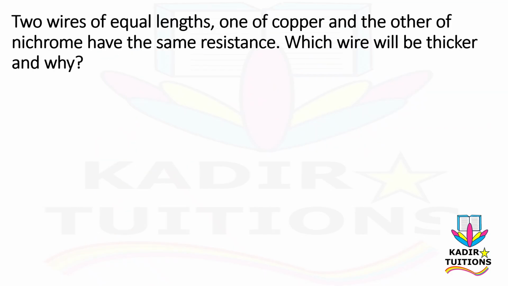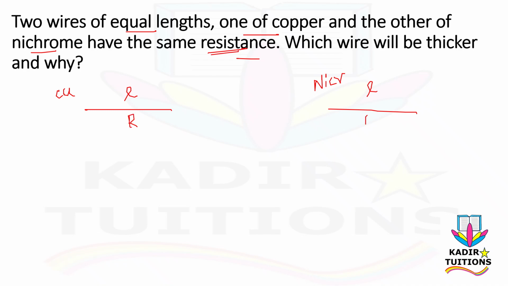Our next question is: two wires of equal lengths, one of copper and the other of nichrome, have the same resistance. Which wire will be thicker and why? Okay, so we are taking two wires, one is copper, another one is nichrome. Both copper wire and nichrome wire have the same length. They are equal in length. So I'm keeping L, and for nichrome also I'm keeping L. They also have the same resistance, so I can keep R here and R here. And the question is, which wire will be thicker and why? This is what we are going to find.